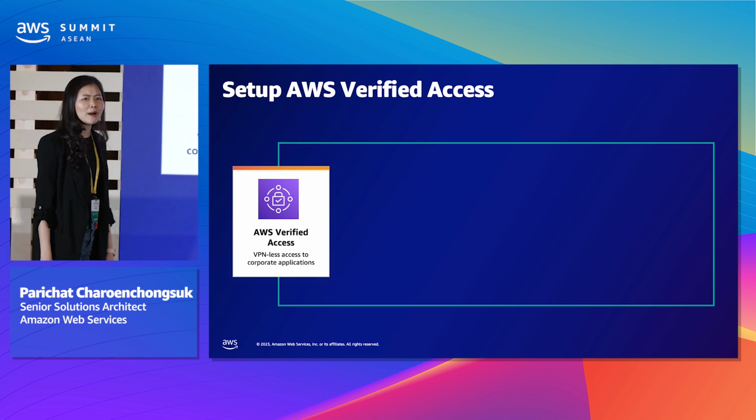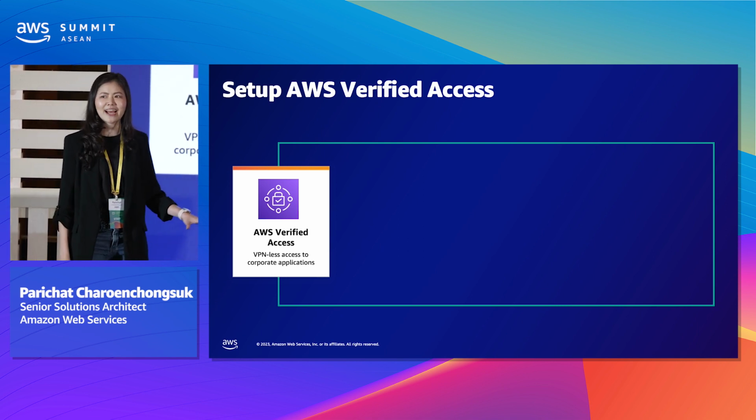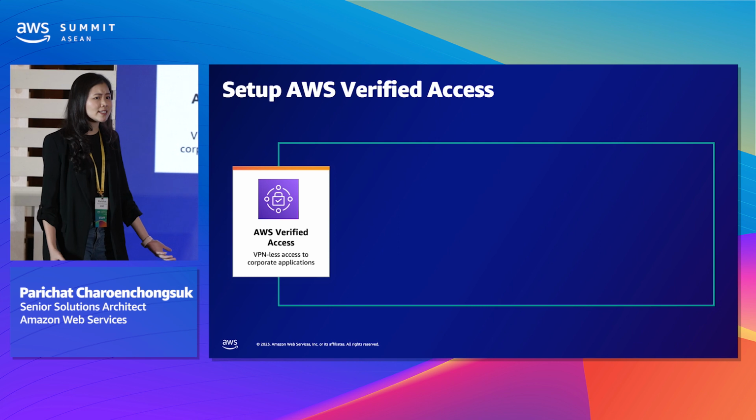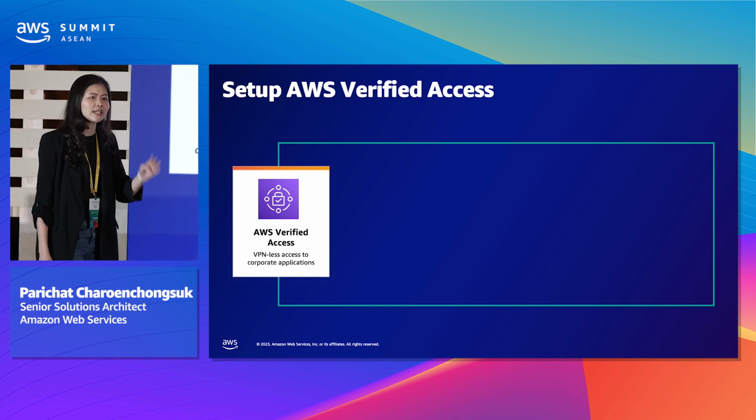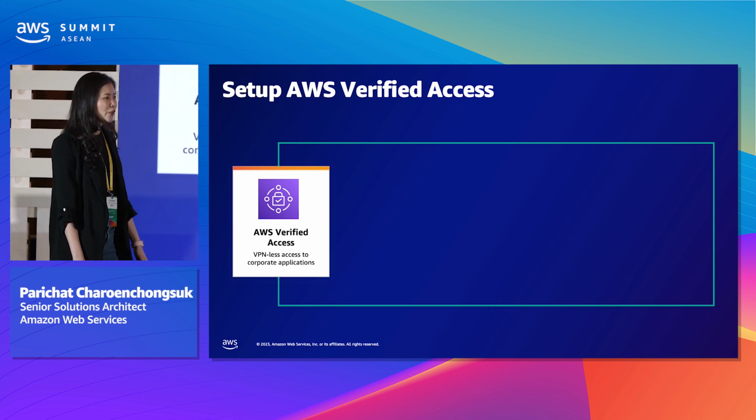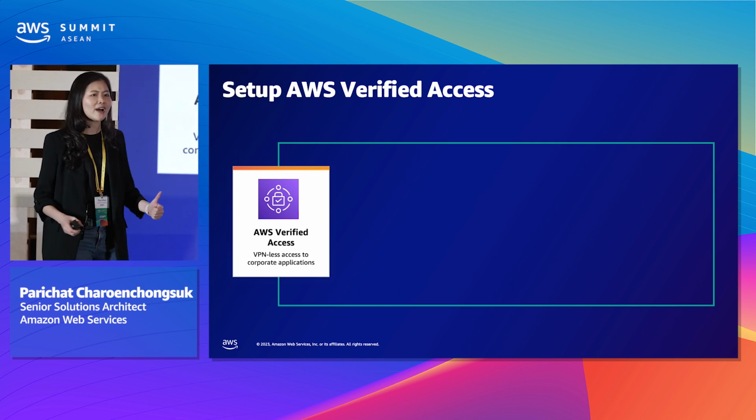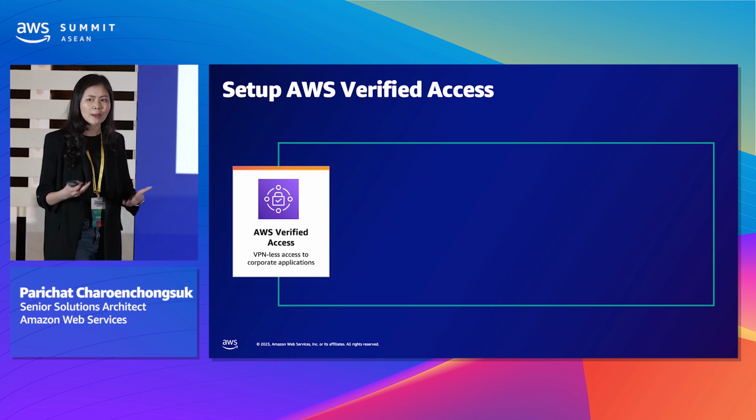So let's talk about how to set up AWS Verified Access. Actually, it's quite simple. You just need 4 steps to do it. First, you create AWS Verified Access in the region where your application lives.